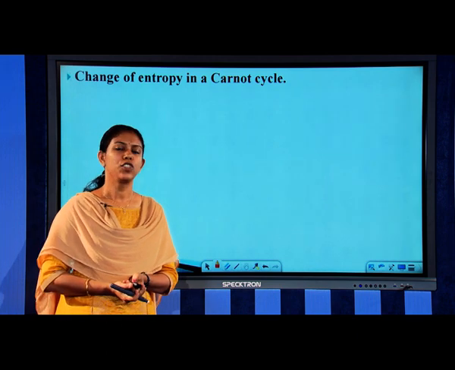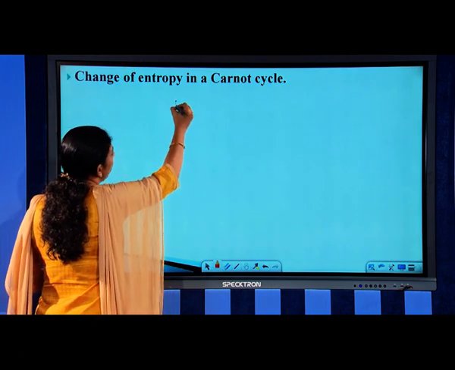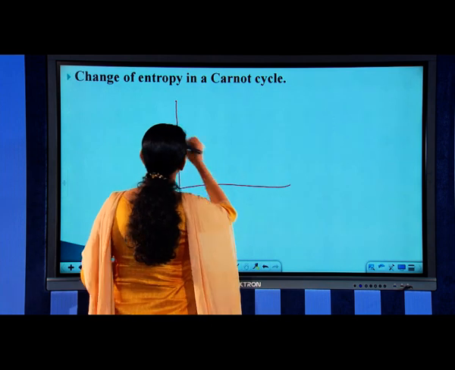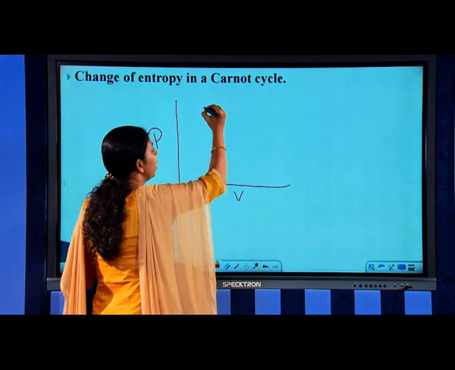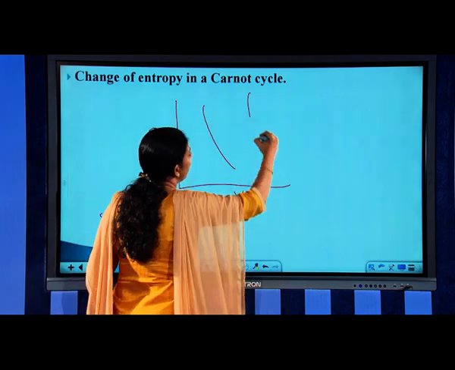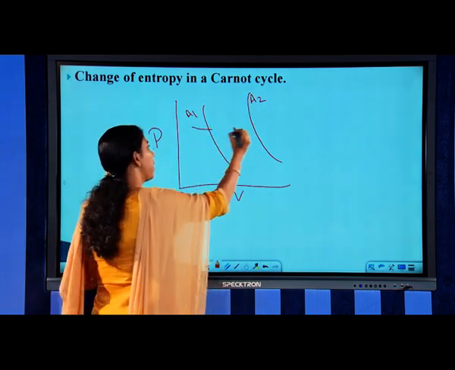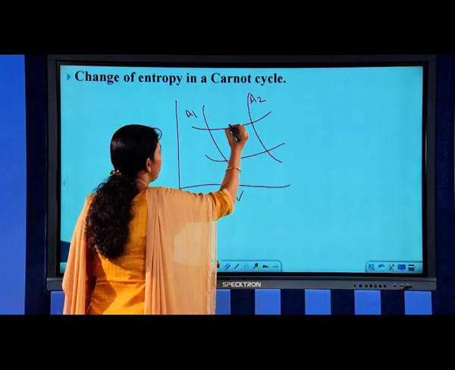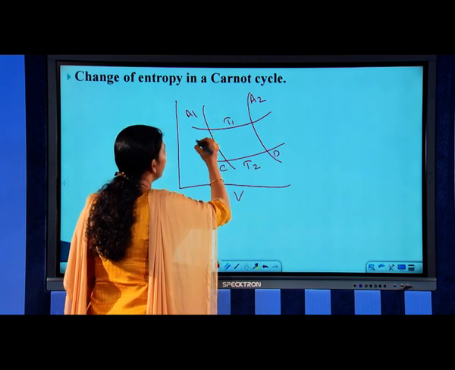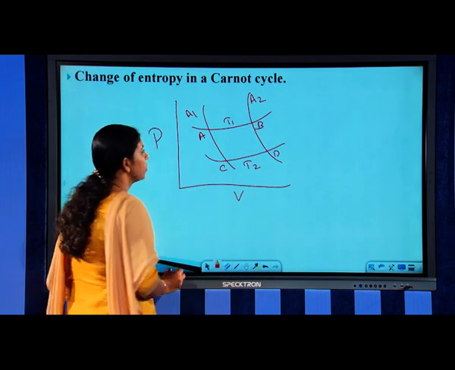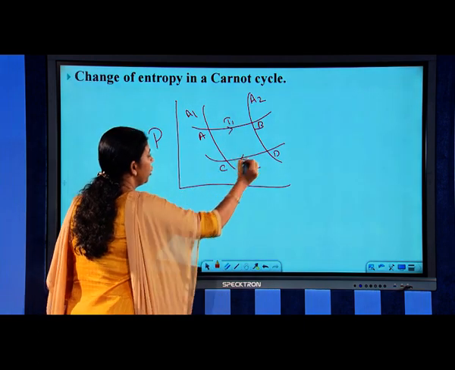Let us discuss the change of entropy in a Carnot cycle. Let me draw a Carnot cycle. By drawing this, we again draw an indicator diagram PV. A Carnot cycle can be drawn by first drawing two adiabatics A1 and A2, and these two adiabatics are connected by two isothermals at temperature T1 and temperature T2. Here AB is one isothermal at temperature T1 and CD is another isothermal at temperature T2.